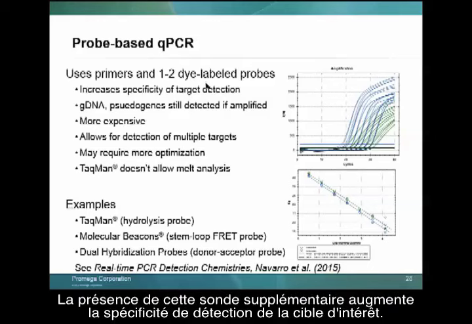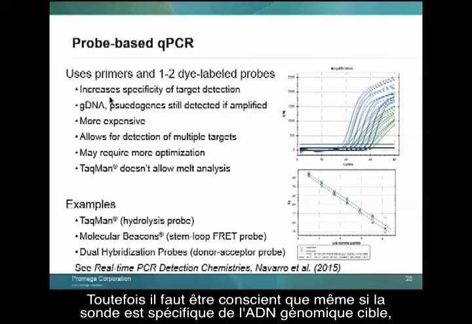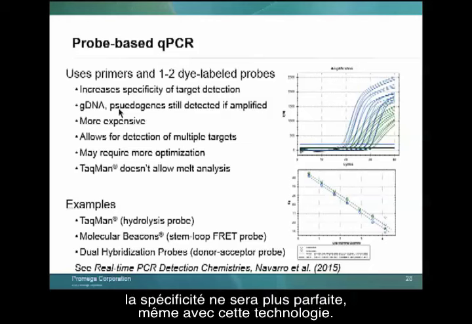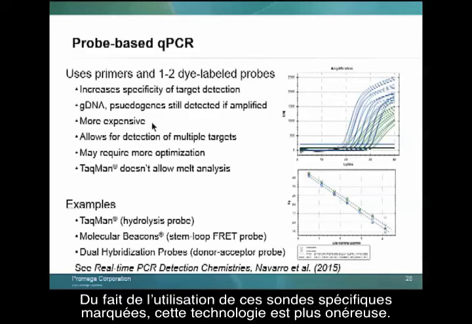Having this additional sequence specificity is going to increase the specificity of your target detection. But you do need to be aware that if your probe also is sequence specific to the genomic DNA target, if there are pseudogenes, or even possibly homologs or orthologs, you may not have perfect specificity even with a probe-based technology. Because you require specific probes that are dye-labeled for your assay, this becomes a more expensive technology.